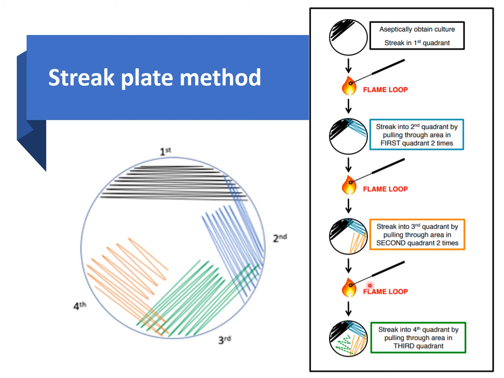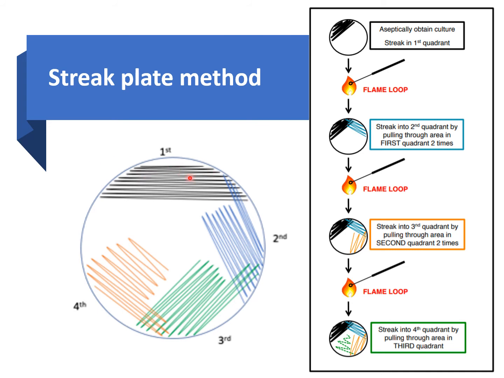And reflame your loop, and you're done. Okay, so at the end of the day, your plate is going to look something like this. You have 4 quadrants, and what we've achieved, if you guys think about it, is we've basically diluted our sample. How did we dilute our bacteria sample?